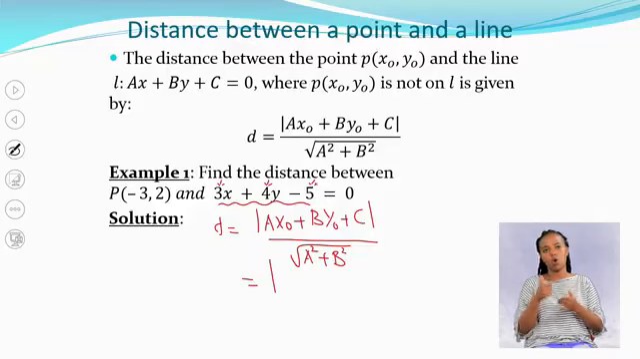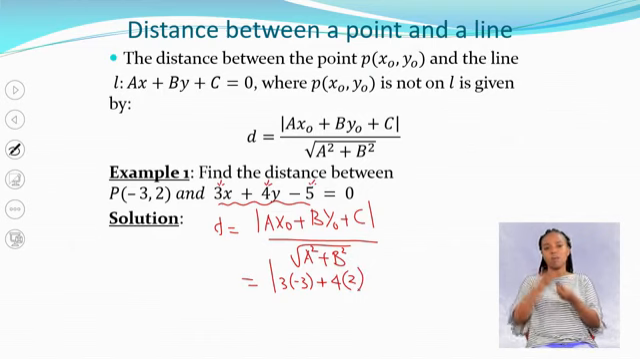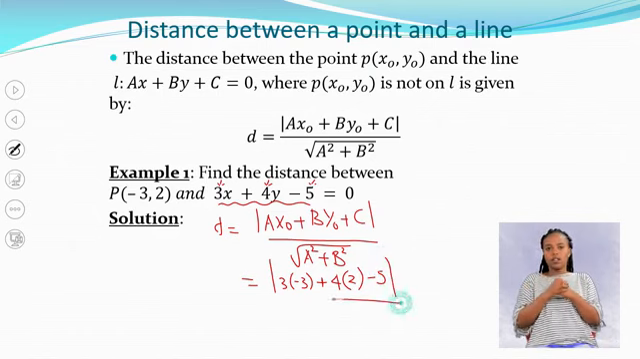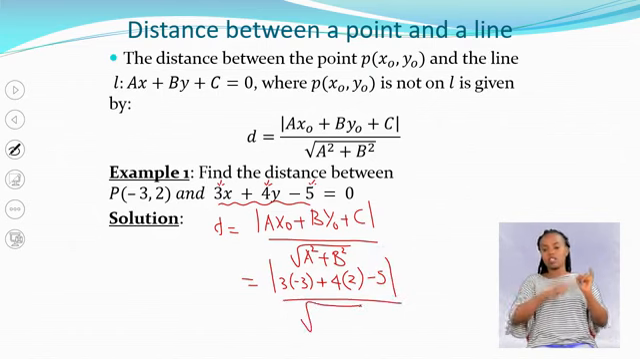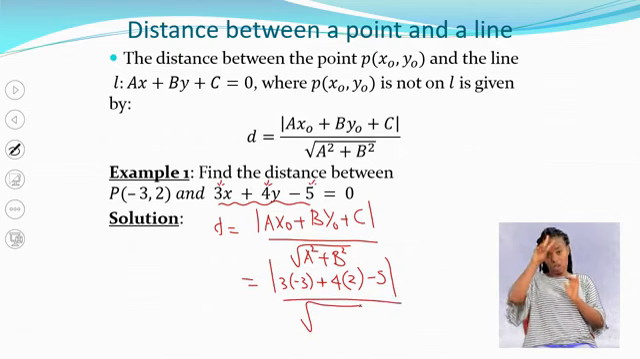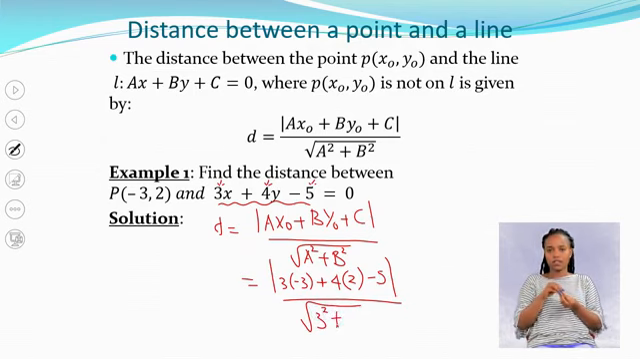So in place of a, substitute 3: the absolute value of 3 times x0, and our x0 is minus 3, plus b, our b is 4, times our y0 which is 2, plus c, our c is negative 5, so minus 5, in absolute value, divided by the square root of a squared, our a is 3 squared, plus our b is 4 squared.